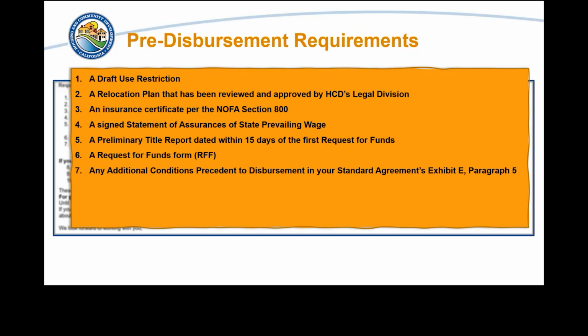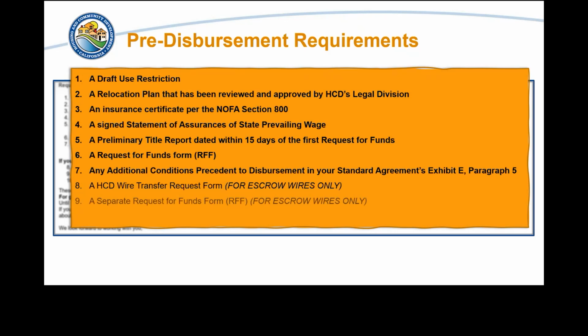If you intend to have acquisition award funds wired directly to an escrow company as part of closing escrow and acquiring the property, the following is needed in addition to the items just mentioned: a HCD wire transfer request form, a separate request for funds form for the escrow wire request, and wiring instructions from your title company. We strongly recommend submitting as many pre-disbursement documents as possible prior to the execution of your standard agreement. This will prevent potential delays in dispersing funds once your agreement is executed.